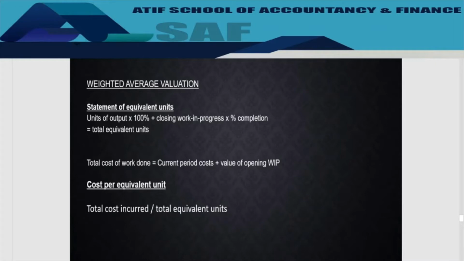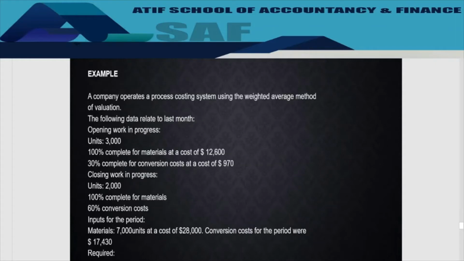For example, a company operates a process costing system using the weightage average method of valuation. The following data relates to last month. Opening work in progress units are 3000. These are 100% completed for material at a cost of $12,600, and 30% completed for conversion cost at a cost of $970.